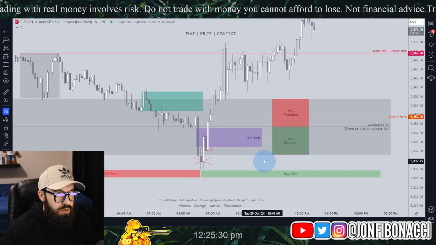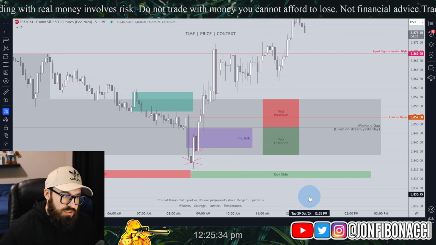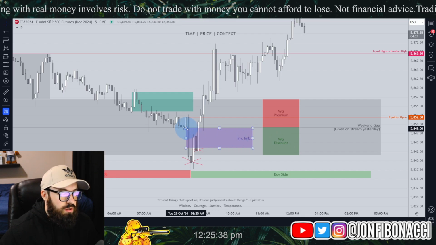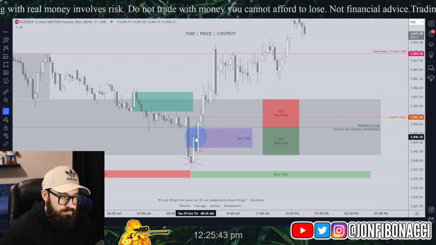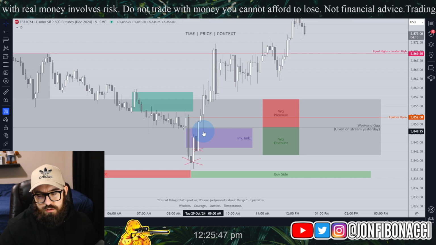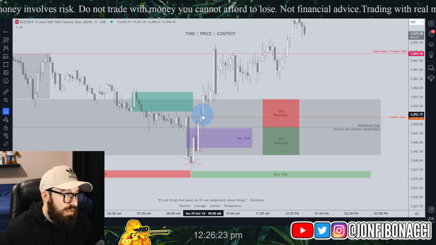Okay? So now, actually, we'll leave it here. Now it makes a little bit more sense why this inversion, because it's in the discount of the weekend gap. It's in the lower half of it. See that? At 9 o'clock too. What's 9 o'clock? Not just the macro. You're right. It's not just the macro.